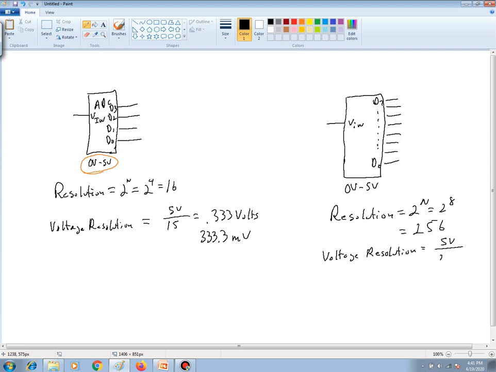Well, that's 256 minus 1, which is going to be 255. So we have a voltage resolution of 19.61 millivolts. Now that's per bit. Okay, each bit is worth that much. That means that the input has to change by that much to affect a 1-bit change at the output. Another way that you could look at it is that you're going to have 255 bins, and each one of them is going to be worth 19.61 millivolts.